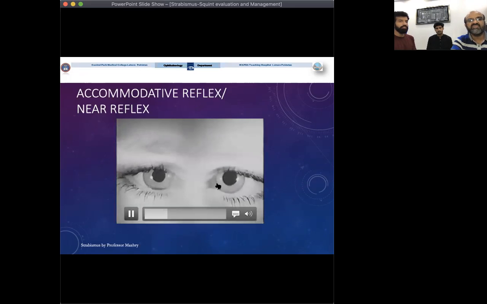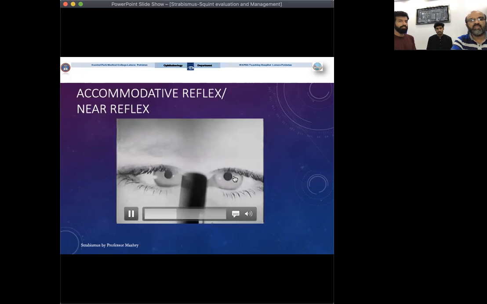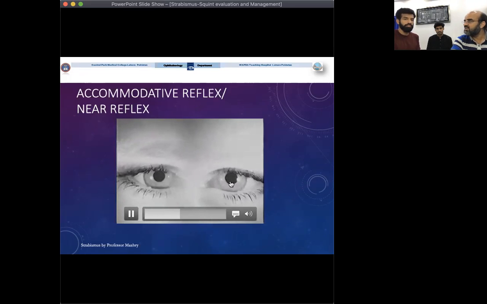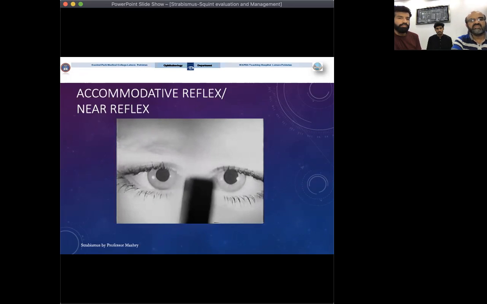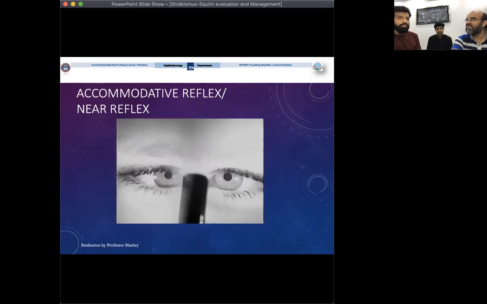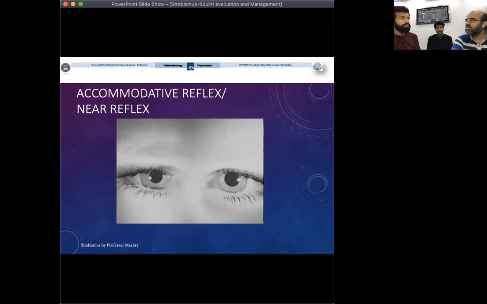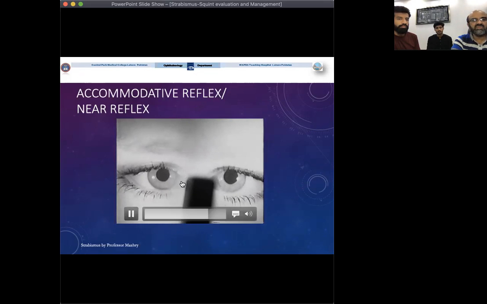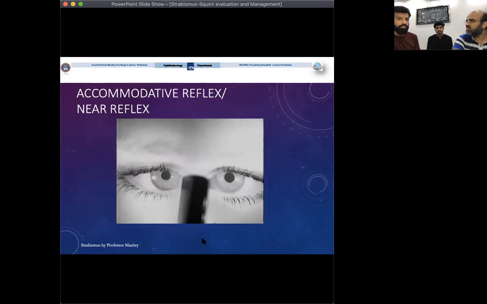Meiosis is constriction of the pupils. Convergence is inward turning of the eyes. You see, the object comes at near and the patient is asked to look at this object. The pupil constricts, meiosis, the eye turns in, convergence, and the third is accommodation. Again, the object comes, the eye turns in, the pupil constricts, and we know that accommodation occurs to see the near object clearly. From infinity, the eye has to increase its power of the crystalline lens. That is near reflex.